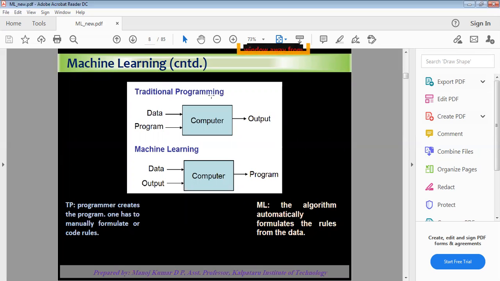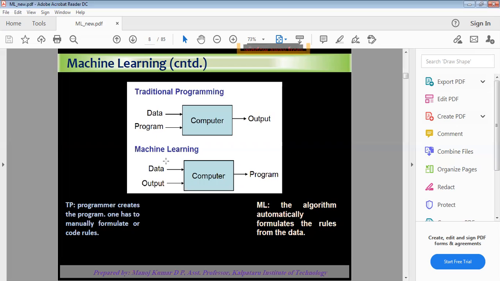So now you see in traditional programming, first input should be given. Suppose you are writing the addition of two numbers. So what should be there? You should have three variables A, B, C. That is called data. Input variables and output variables are data. Next, you write the program and you give it to the computer. It will give you output.